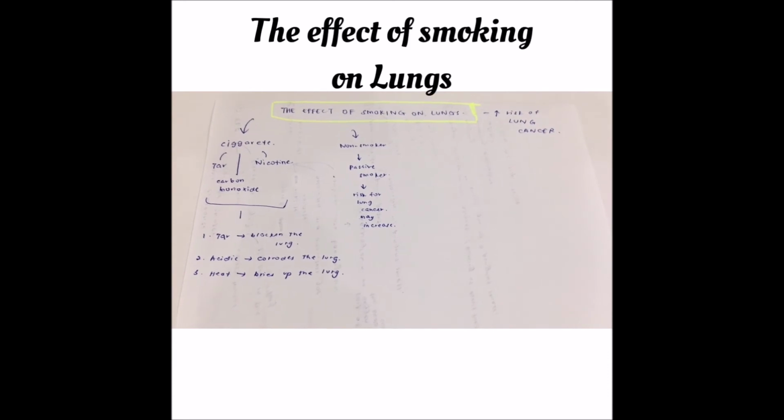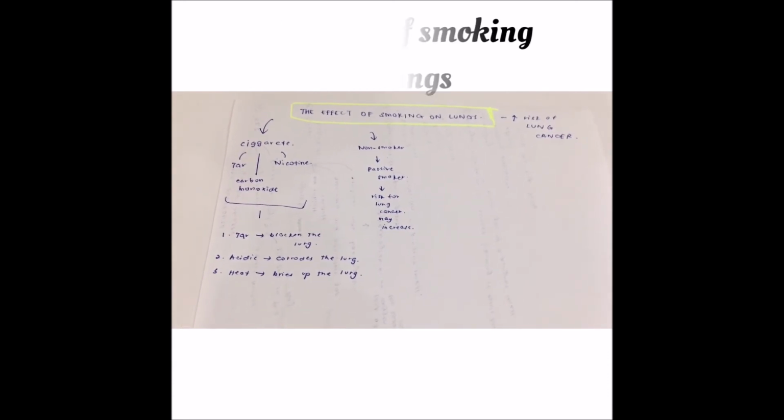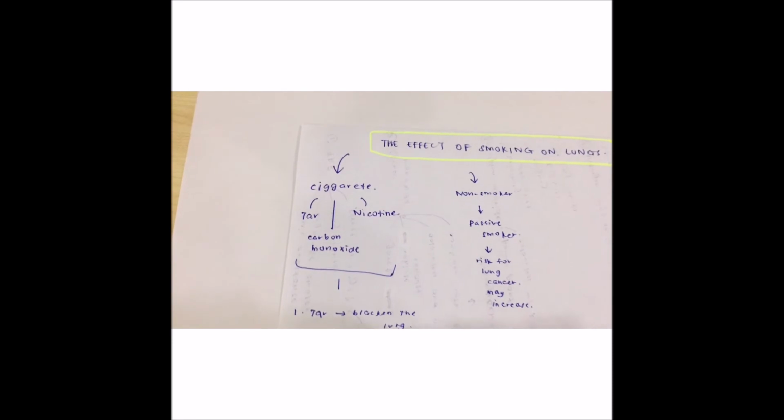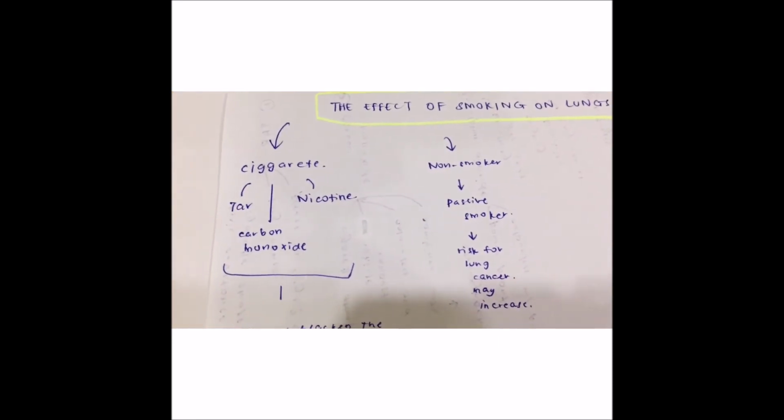Next is the effect of smoking on lungs. Smoking increases the risk of getting lung cancer. Cigarette smoke contains a few harmful substances such as tar, nicotine, and carbon monoxide. A non-smoker who inhales the cigarette smoke around him or her is said to be a passive smoker. The risk of the passive smoker to get respiratory diseases such as lung cancer can also increase depending on their exposure. What are the effects of cigarette smoke on the lungs?